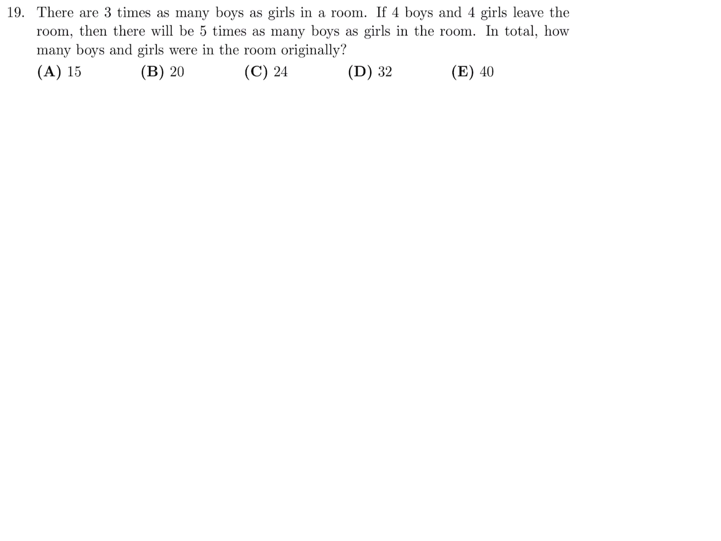There are 3 times as many boys as girls in a room. If 4 boys and 4 girls leave the room, there will be 5 times as many boys and girls in the room. How many boys and girls were in the room originally? So they want you to find B plus G.